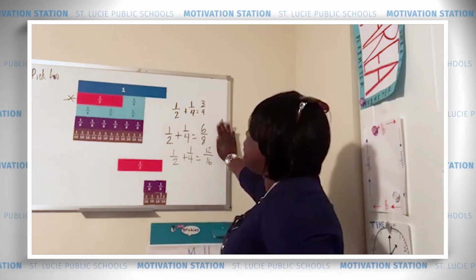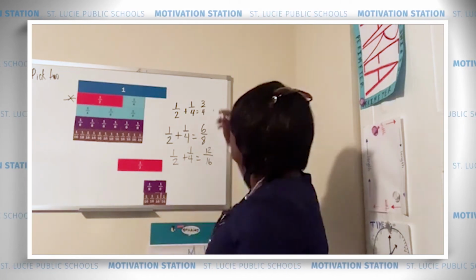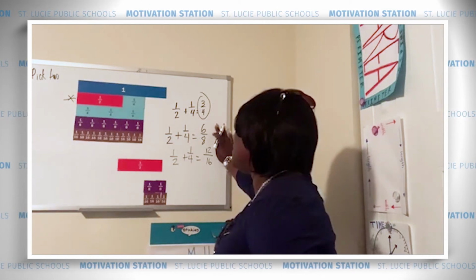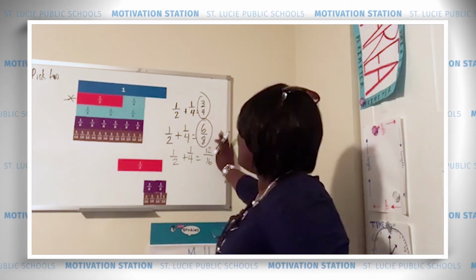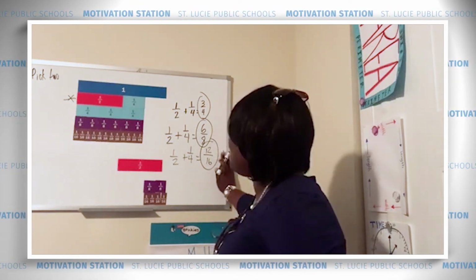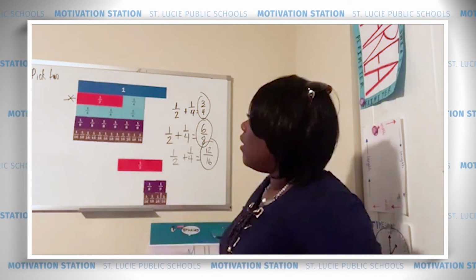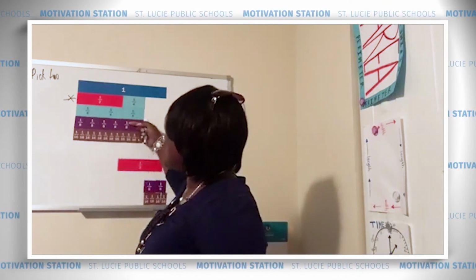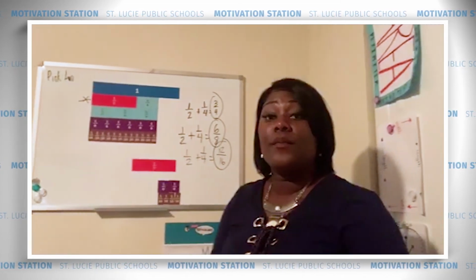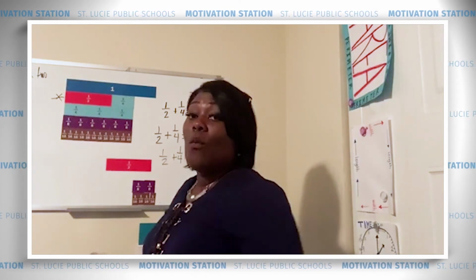So let's review. If 1/2 plus 1/4 is equivalent to 3/4, and 1/2 plus 1/4 is also equivalent to 6/8, and 1/2 plus 1/4 is equivalent to 12/16, then that means the 3/4 are also equivalent to the 6/8, and they're also equivalent to the 12/16. Do you agree? Why do you agree?